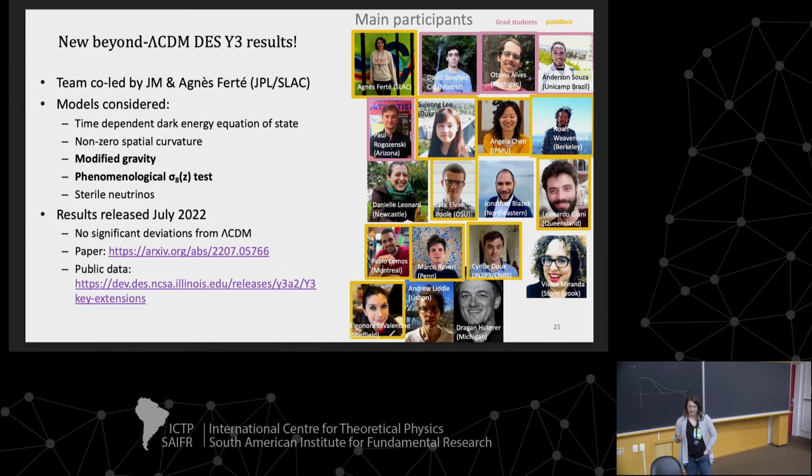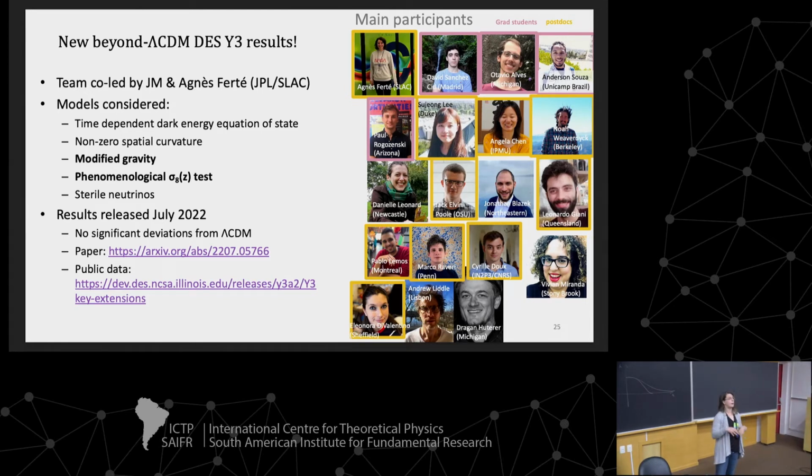I co-led this team with Agnes Ferté, who just moved from JPL to Slack. And as I said, we released our results onto the arXiv just last month. The very short summary of the paper is we tested all these models. We didn't find any significant deviations from lambda CDM, but we did a lot of work on the methodology and validation to back that up, and there are a couple of things to highlight associated with that.